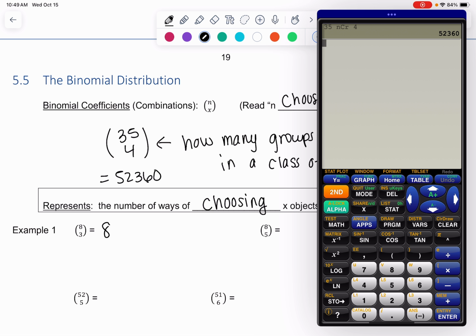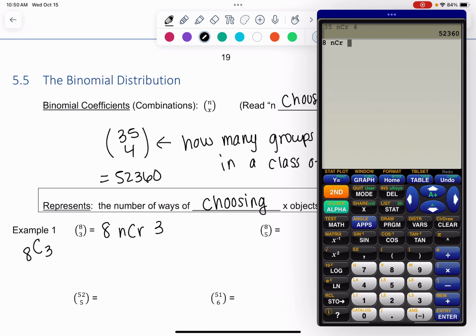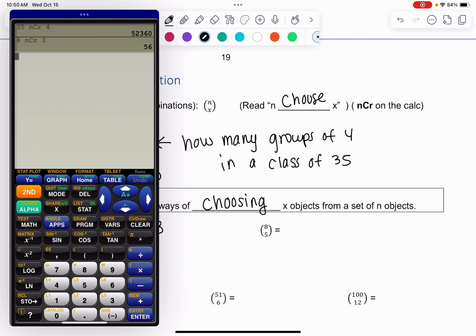So I'm going to do 8, NCR 3. On some calculators, it ends up looking like this, little subscripts, 8C3. Just depends on your calculator's notation. So 8, math, NCR 3. Cool. 56. So there's 56 different combinations when I choose 3 out of 8.